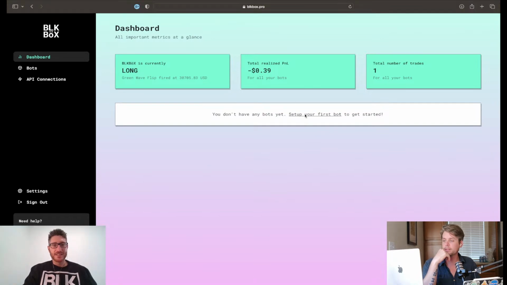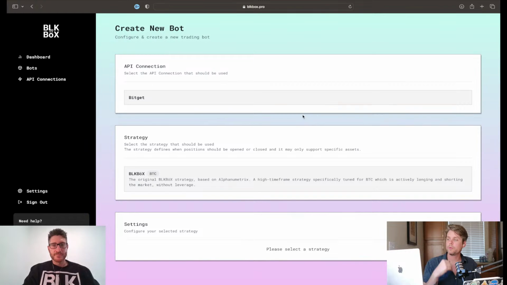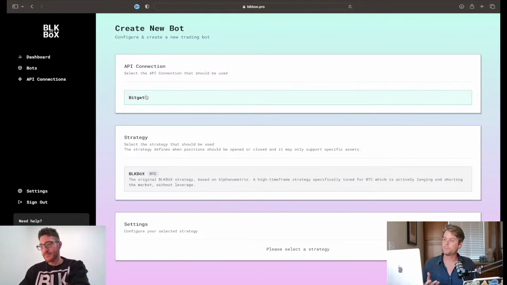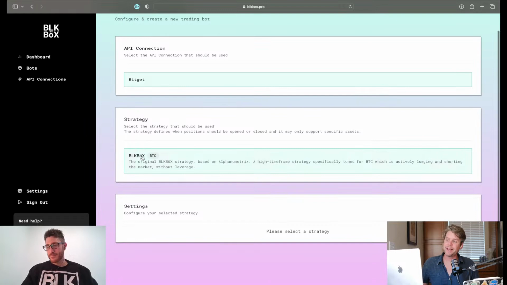All right, so we're going to set up our first bot right here on the main dashboard. We're going to choose the API connection. At this point, you should have already had your API set up. We're going to select BitGet. It's the only one currently available. We are working on OKX and further exchanges coming at a later date, but right now we have BitGet as a partner. We're going to choose the black box strategy.